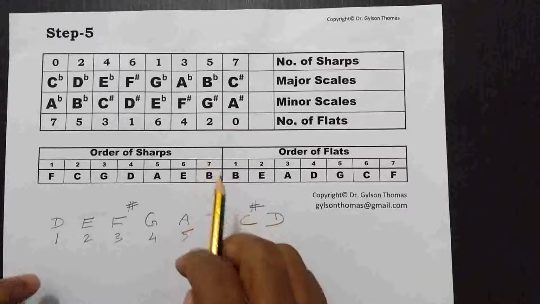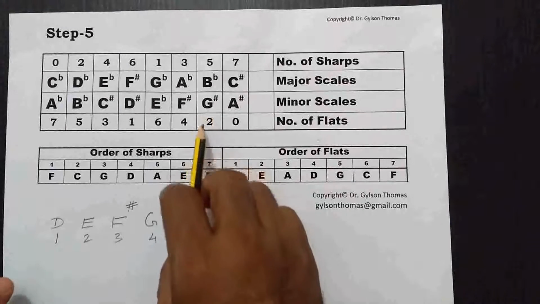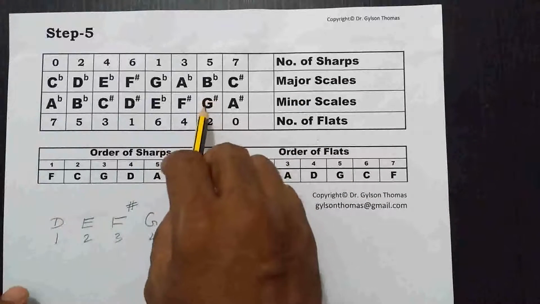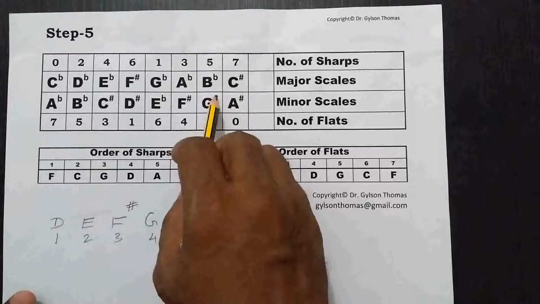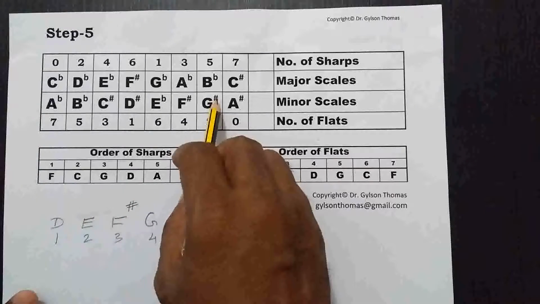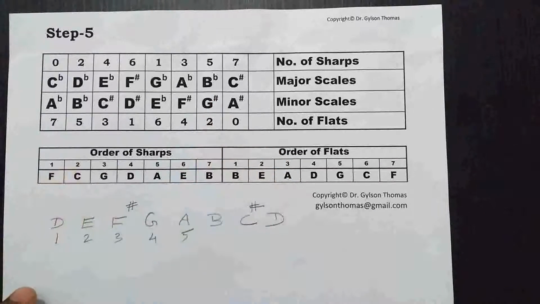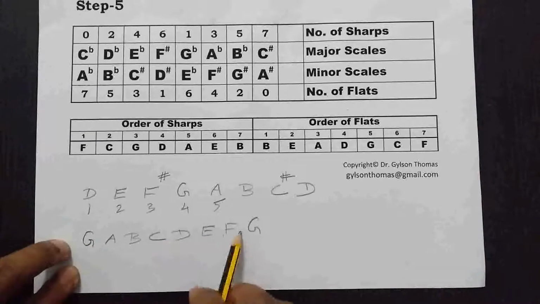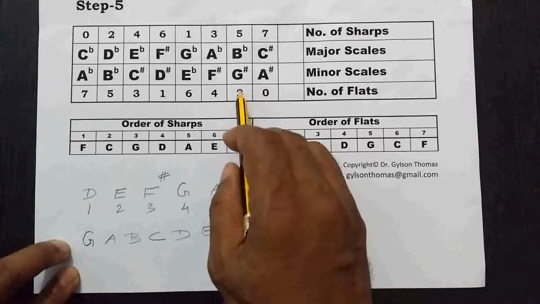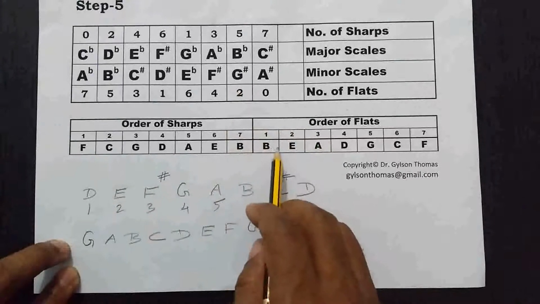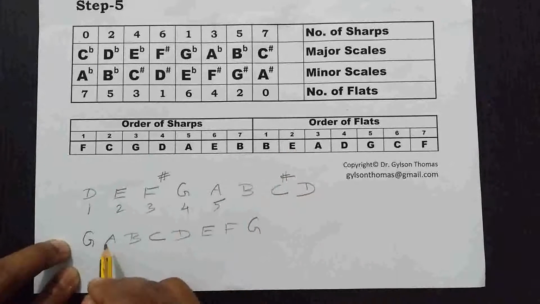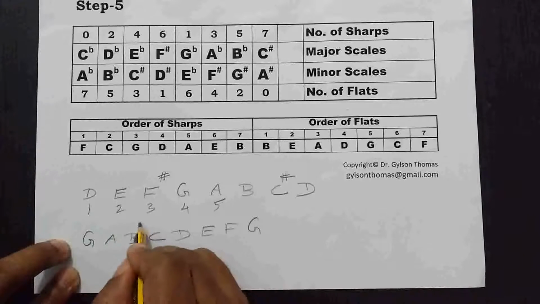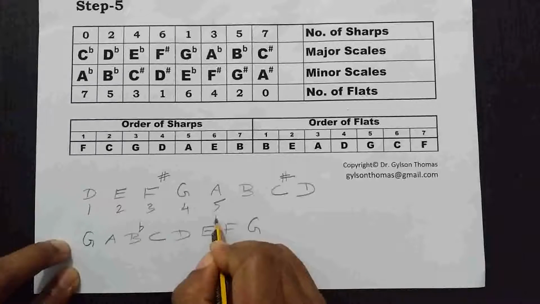Now suppose we want to generate G minor scale. In the minor scales row, this is the G cell, and since here it is sharp, take the number of flats here, which is 2. This is the pattern of G scale, and since here it is 2 flats and the flats are B and E, that is, in the case of G minor scale, B and E are flats.